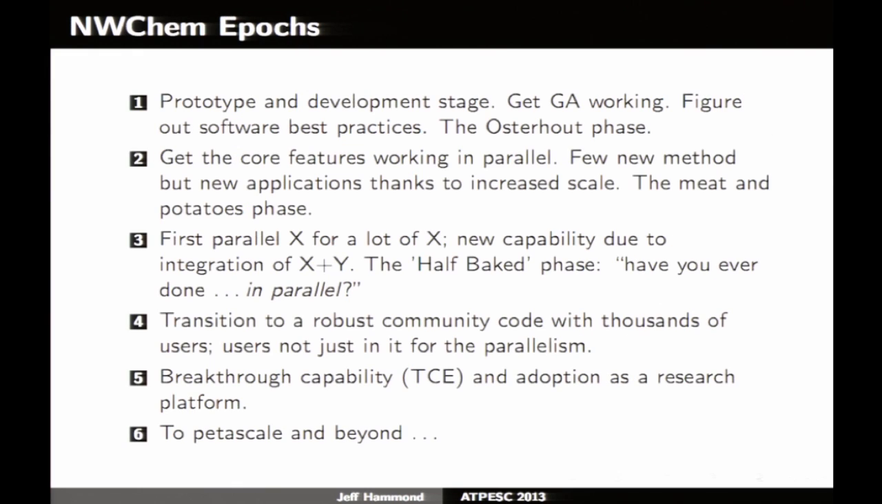These are not exclusive epochs. I just tried to make something up that would be representative.